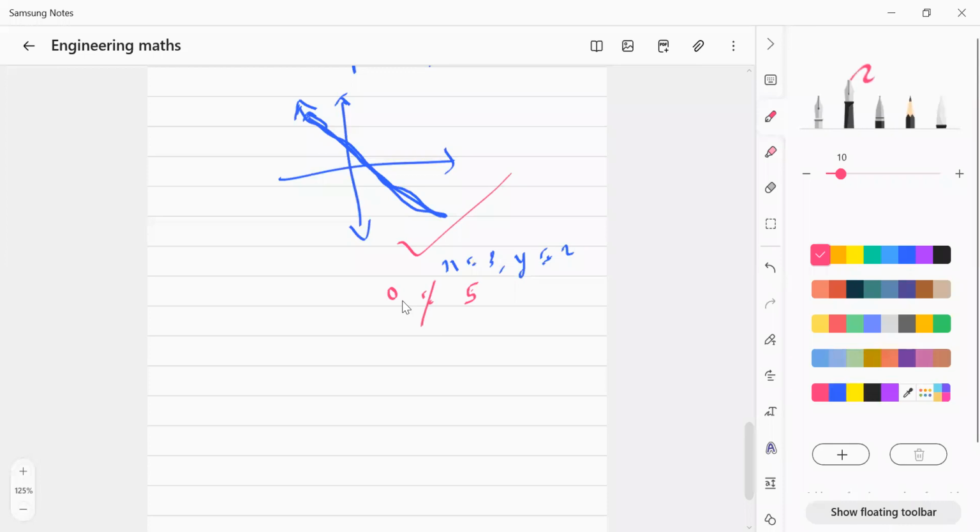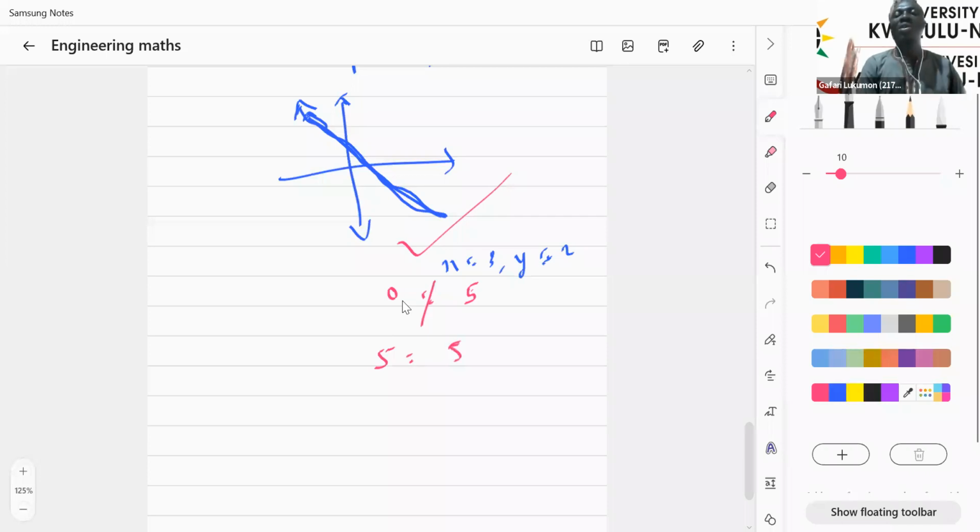So no solution. But infinitely many solutions is when you have something like this. Maybe you have 5 equals 5, or the same number, or you have 0 equals 0, or something of that nature. So you have infinitely many solutions. So let me give you an example to back it up.